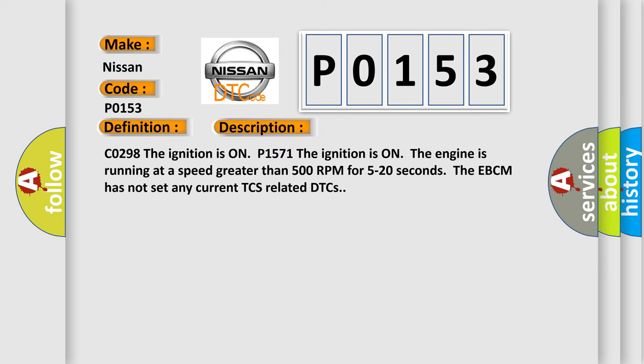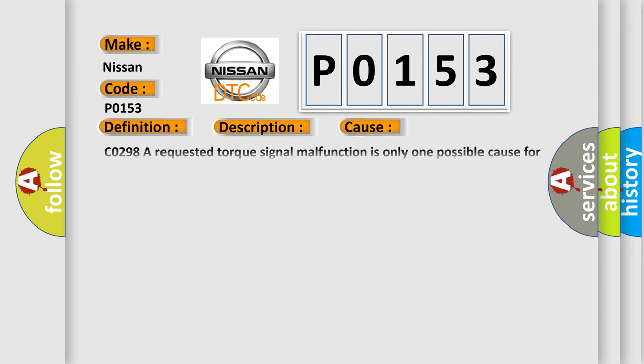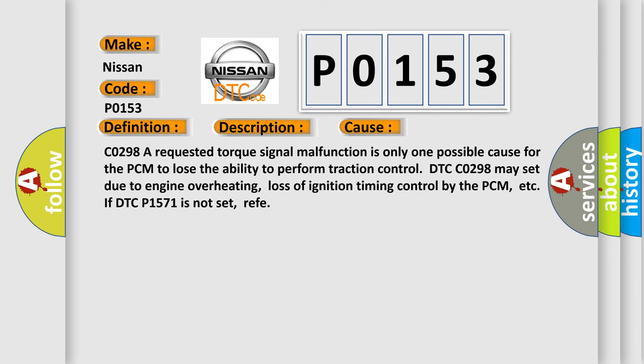C0298, the ignition is on. P1571, the ignition is on. The engine is running at a speed greater than 500 RPM for 5 to 20 seconds. The EBCM has not set any current TCS-related DTCs. This diagnostic error occurs most often in these cases: C0298, a requested torque signal malfunction, is only one possible cause for the PCM to lose the ability to perform traction control. DTC C0298 may set due to engine overheating, loss of ignition timing control by the PCM, etc. If DTC P1571 is not set, brief.